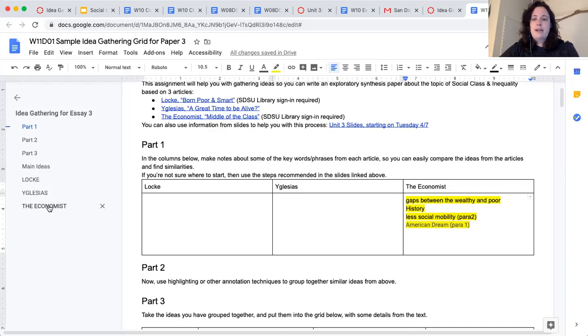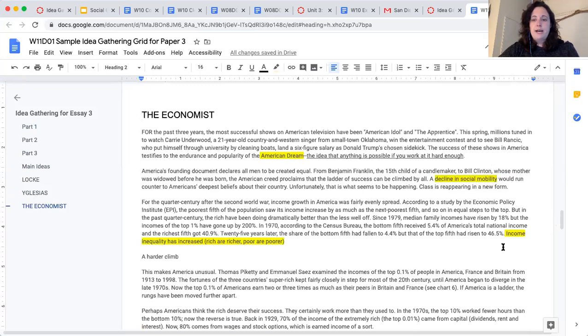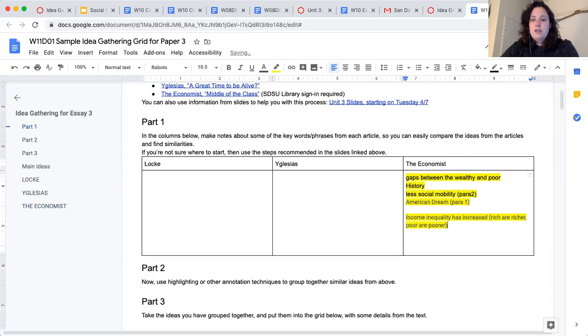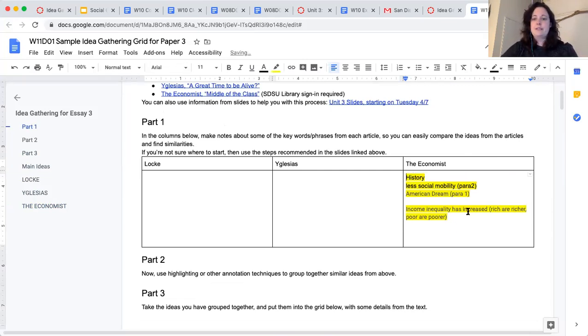Let's go ahead and look, because we've got one more thing that we wanted to highlight. So income inequality has increased, richer, richer, poorer, poorer. And then let's go back to part 1. Okay, so one thing is the gaps between the wealthy and the poor. So that's kind of the same thing. So we can delete one of these. I'll delete that one, and then I'll just say this is in paragraph 3.